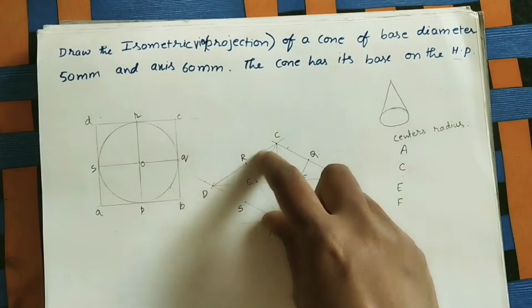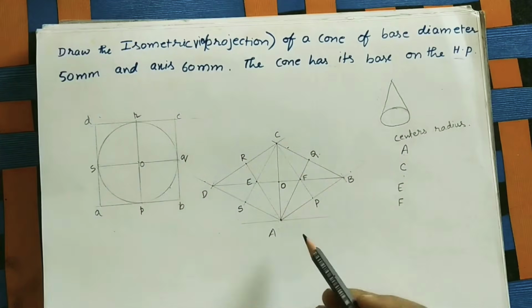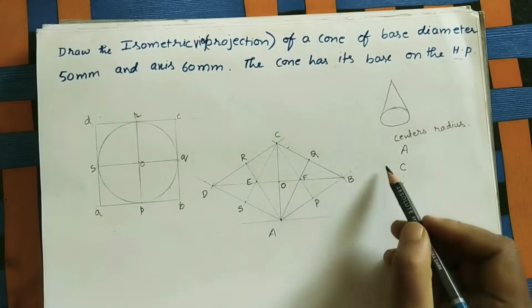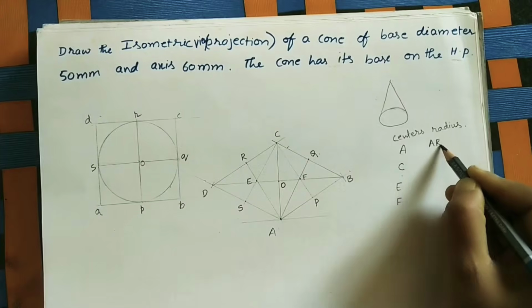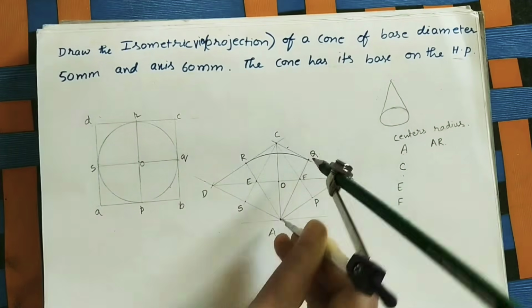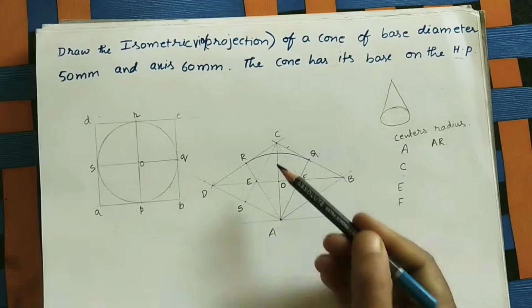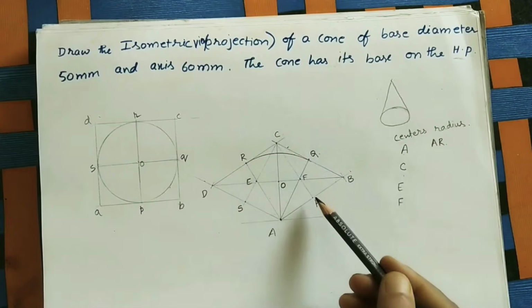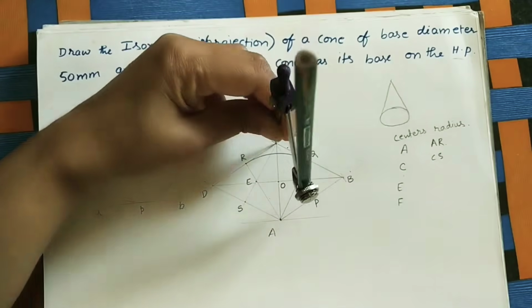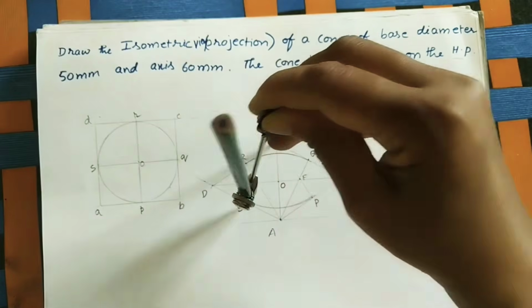If A is center, what is the radius? Take this length, just do an arc here. We can take radius AR or AQ radius, both are the same length. Take A center, AR radius, do an arc. Next center is C center, CS or CP radius. C center, CP radius, do an arc.